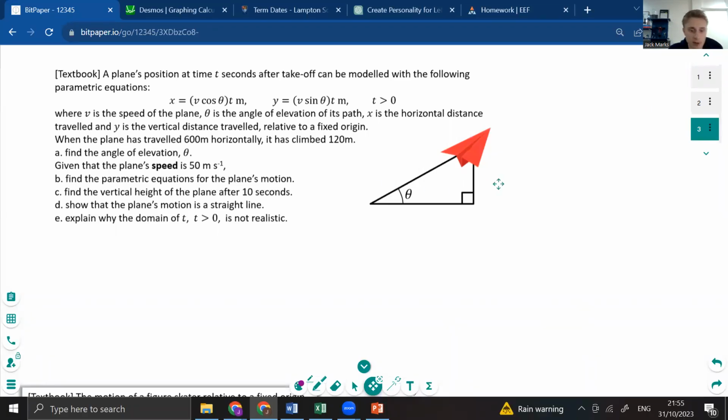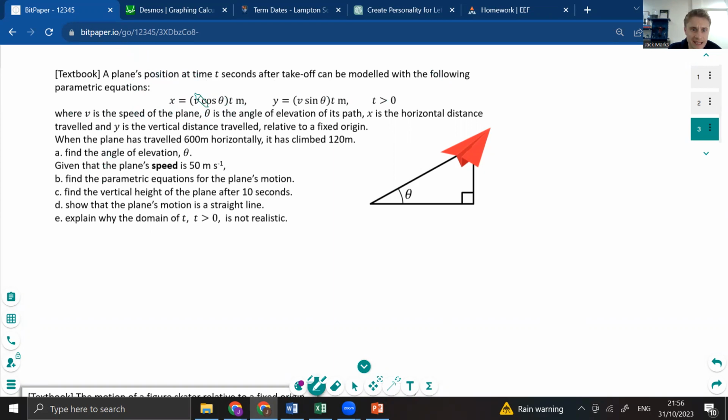Okay, we're going to have a go at the modeling part now, which can be quite challenging. So certainly one that needs to be practiced quite a bit. But this is the final part of chapter 8. Here we go. A plane's position after takeoff can be modeled by the parametric equations.